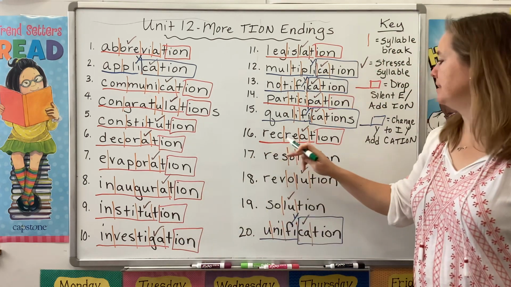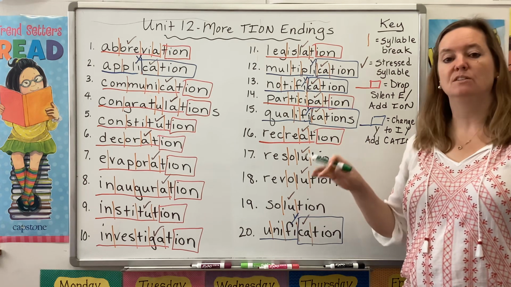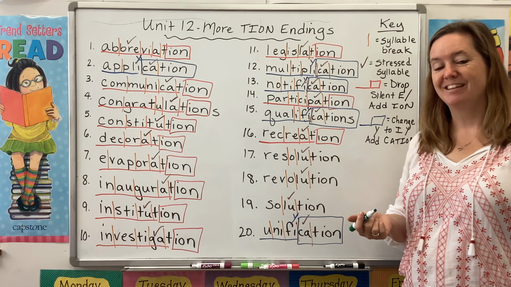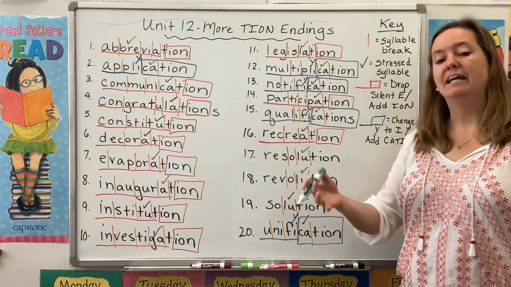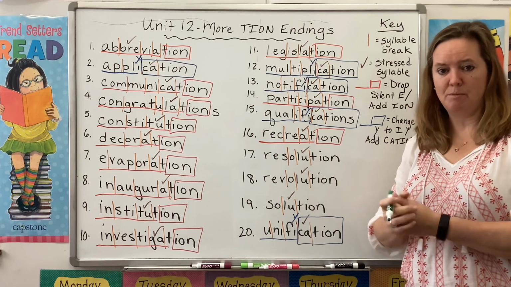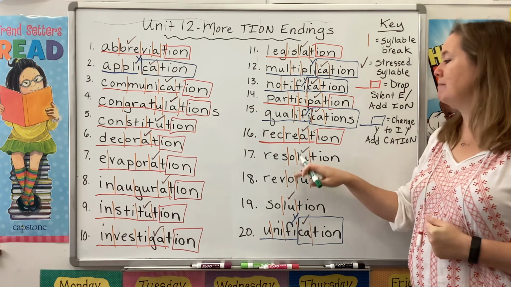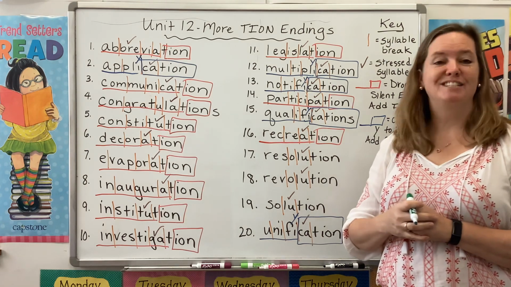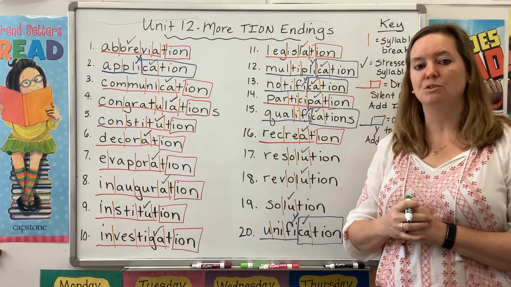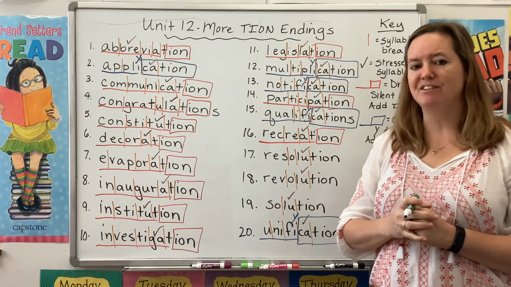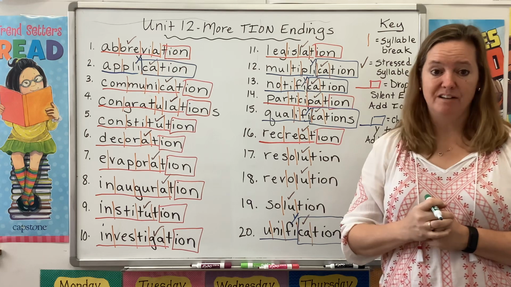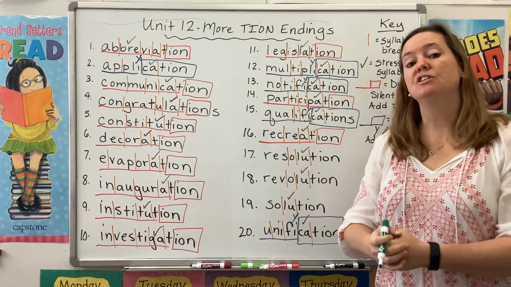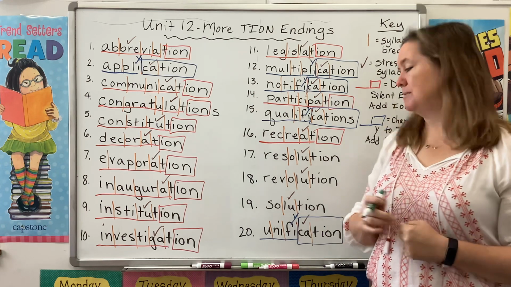So let's look at number 17. The word is resolution. What's the verb hiding in there? Yeah, resolve, right? If you resolve to do something, you make a promise to yourself, you are making a resolution, right? This is something people do on the first day of the year, right? A New Year's resolution. I'm going to exercise every day. I'm going to eat less junk food. I'm going to be kinder to my little brother, right? We resolve to do something. We make a promise to ourselves.